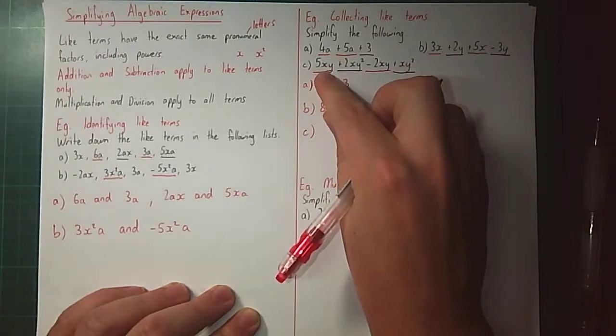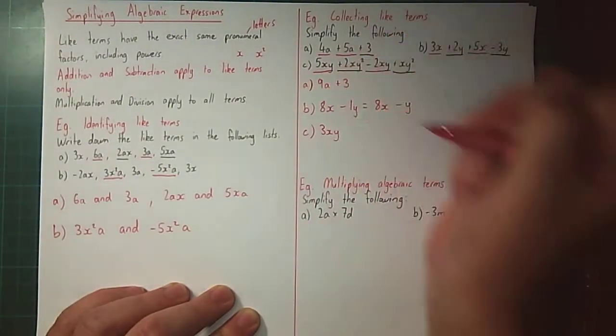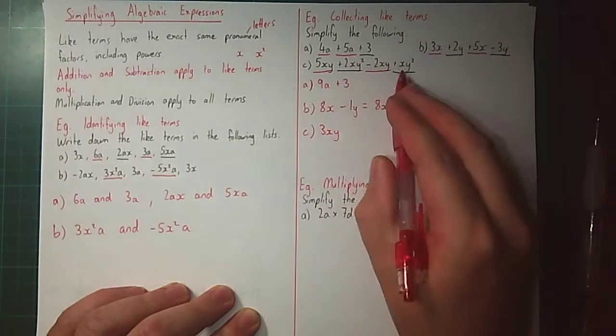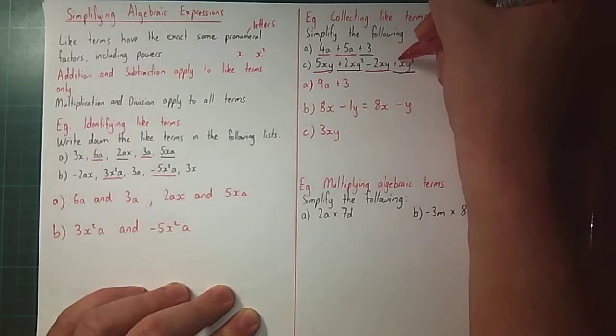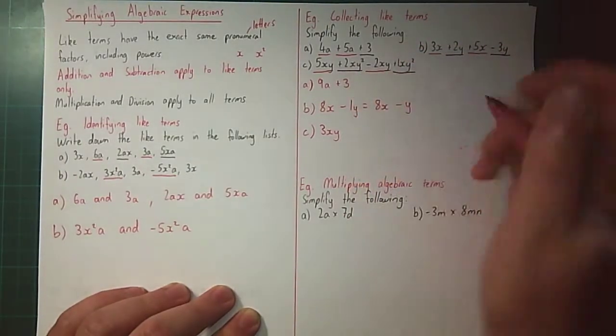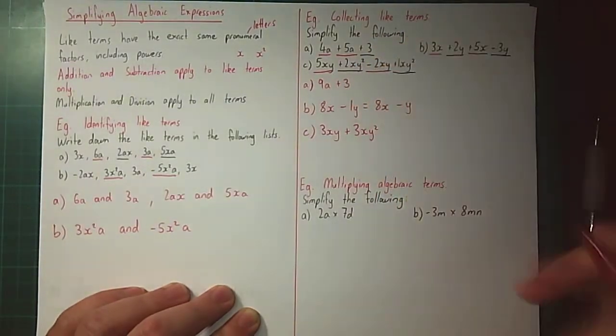First of all, we've got 5xy minus 2xy. That's 3xy. Then we've got plus 2xy squared plus xy squared. Remember, there's an imaginary 1 there. So we've got 2xy squared plus 1xy squared. That's 3xy squared. And that's our final answer.